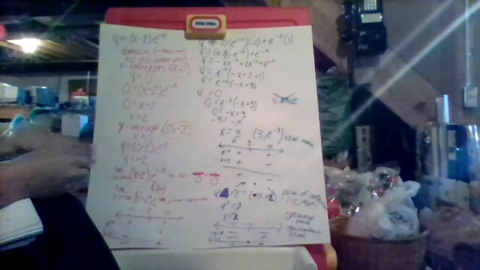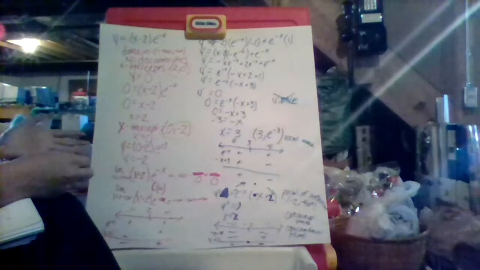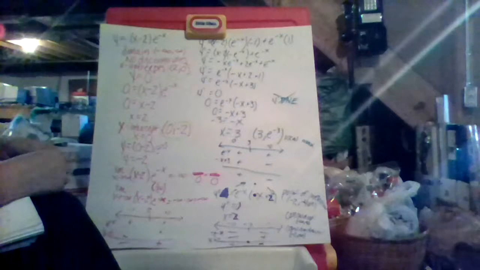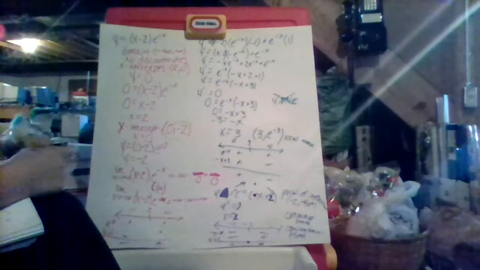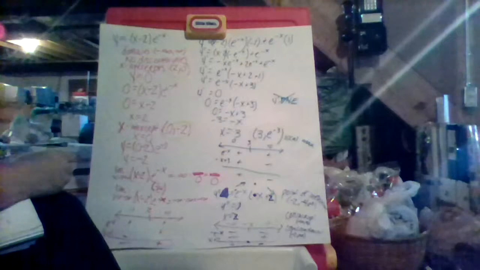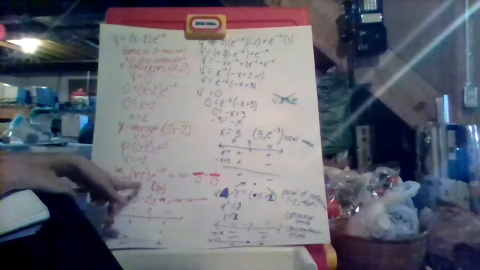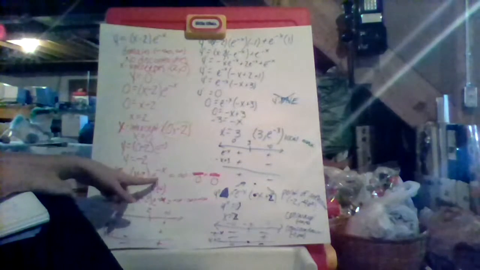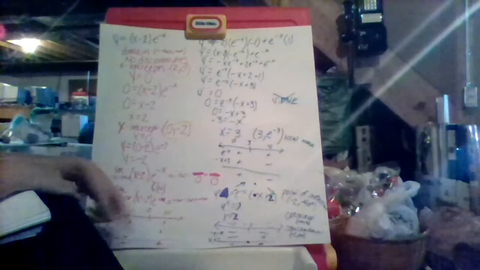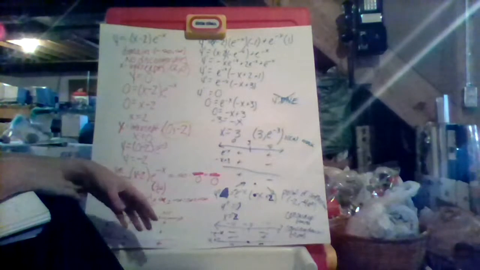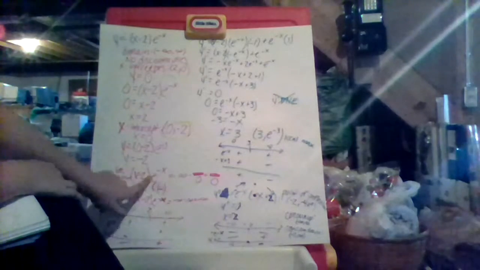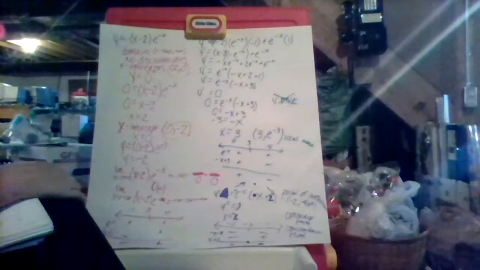Now to find if we have any horizontal asymptotes and our end behavior. The limit as x approaches infinity of x minus 2 times e to the negative x. Well, if you take infinity minus 2, still going to be infinity. And if you take e to the negative infinity power, that's just like saying 1 over e to the infinity power, which brings us really close to 0 as we're going there. So we're left with infinity times 0 equaling 0.